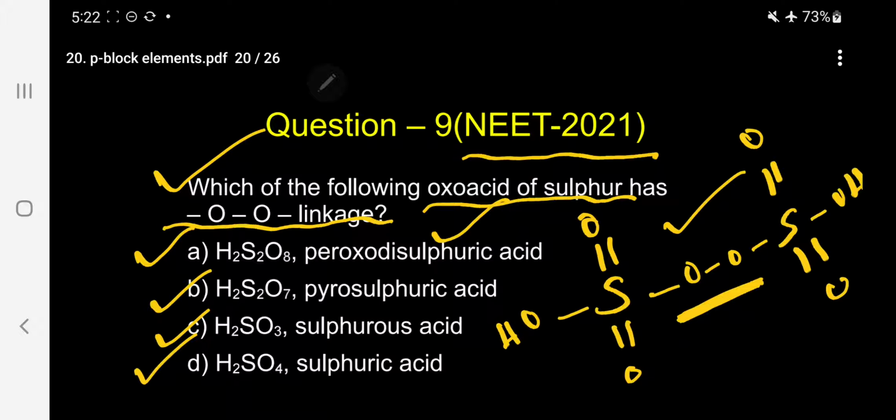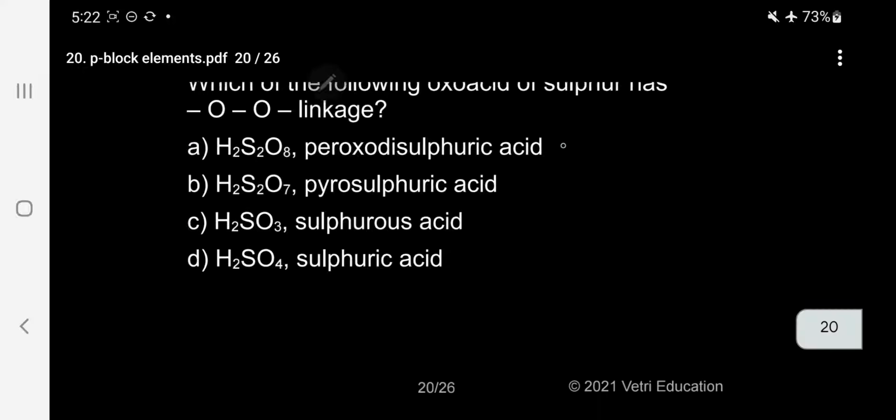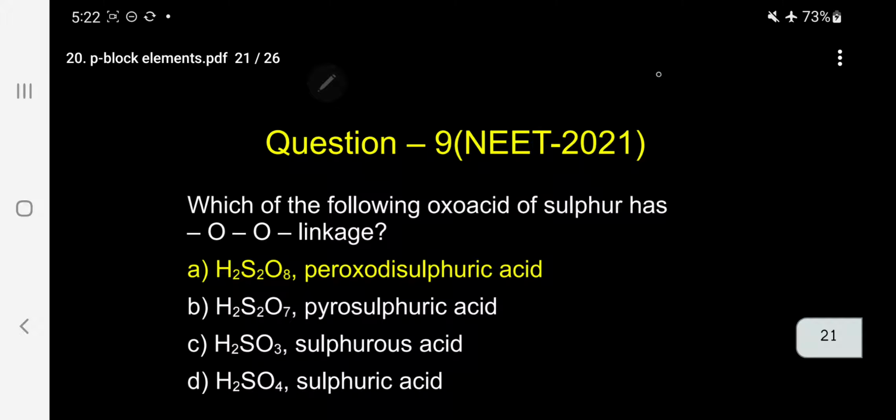Kindly follow. But if you write all the other structures, you will not get this linkage. So the correct answer is A. Kindly follow, A is the correct answer. So peroxodisulfuric acid has an O-O linkage.